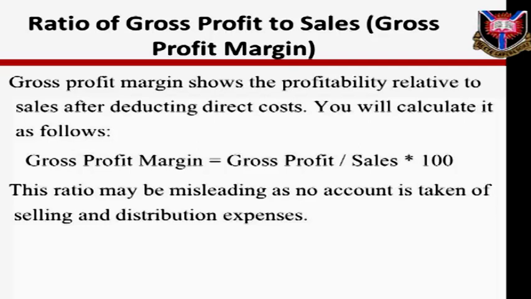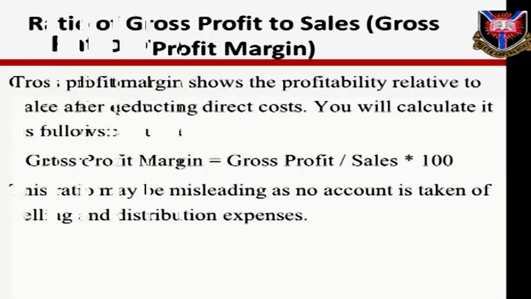This ratio may be misleading as no account is taken of selling and distribution expenses, because a product which is costly to produce or purchase may incur very little selling and distribution expenses, and vice versa. Other factors that should be considered when interpreting gross margin include the stock valuation method, trade discount granted to customers, sales mix, and so on.